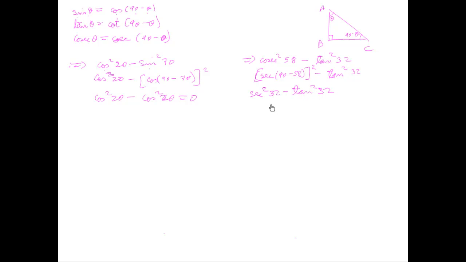Now the identity, children, we have is 1 plus tan squared theta is equal to sec squared theta. So sec squared theta minus tan squared theta gives us 1. That's the value, children. They ask us to find out the value without using tables. So this is as far as complementary angles are concerned.